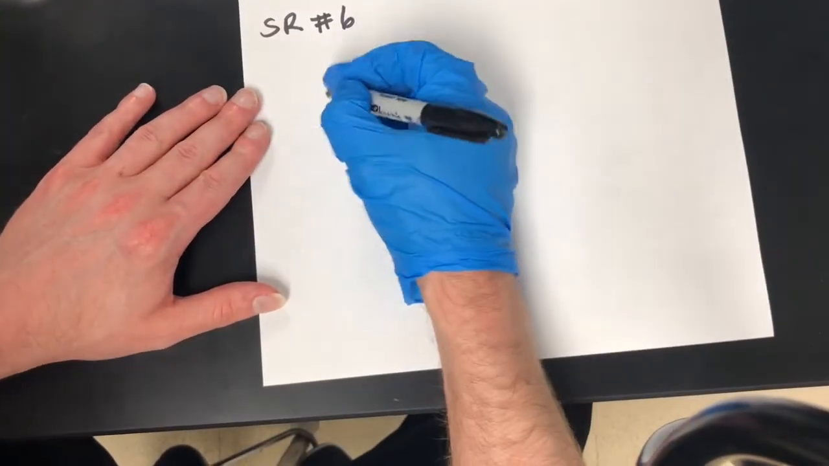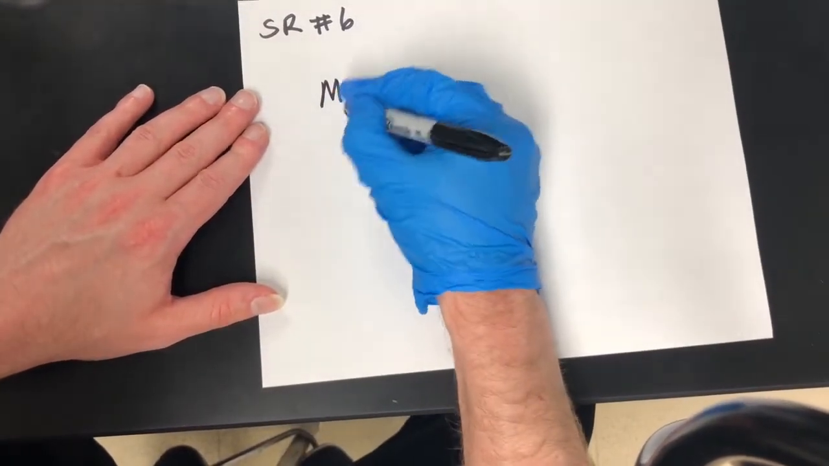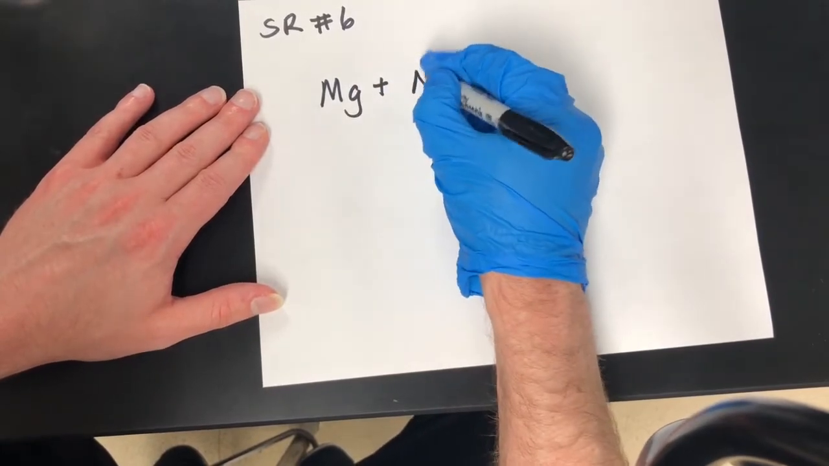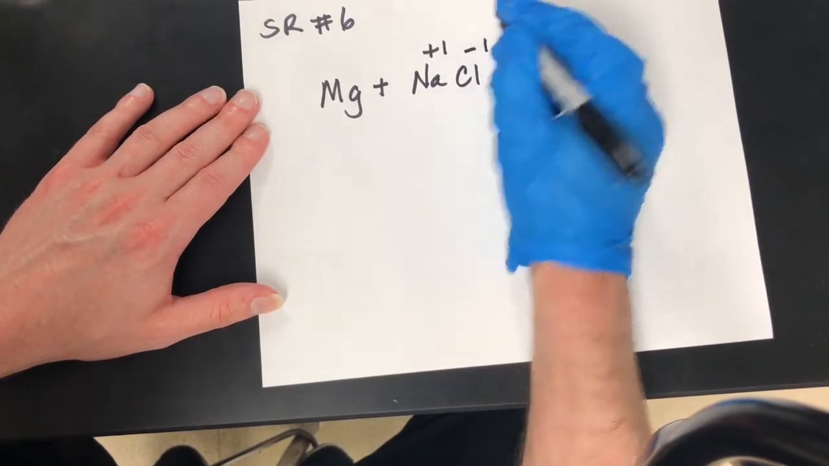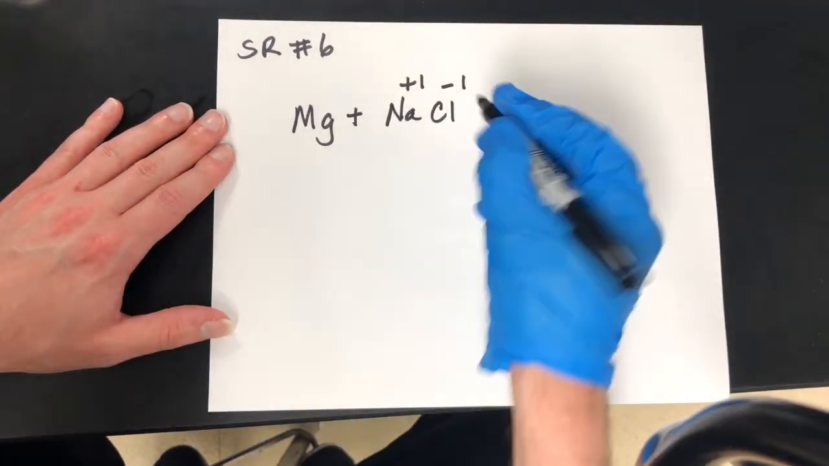Okay, so this is going to be single replacement reaction number 6. We're going to take some magnesium and we're going to mix it with some sodium chloride. So symbol for magnesium is Mg. Sodium chloride's Na with a +1 charge. Chloride's Cl with a -1 charge.